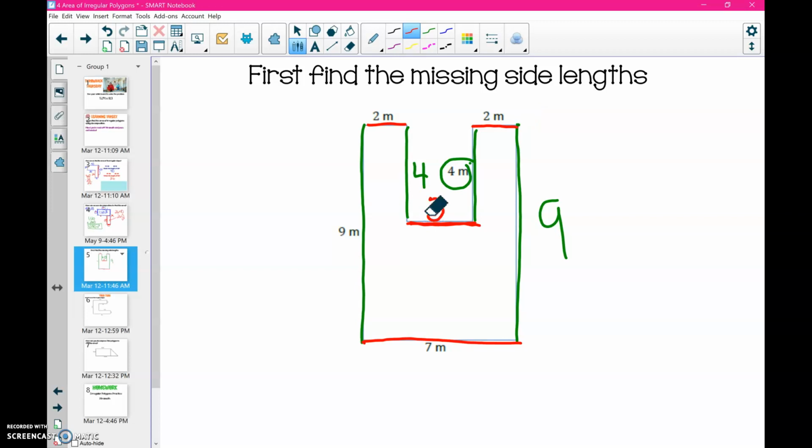Right? Because 4 plus 3 is 7. So if I take 2 plus 3 plus 2, that's going to add up to be 7, and all of those put together would equal the same thing, okay? So now we've got our measurements on there.